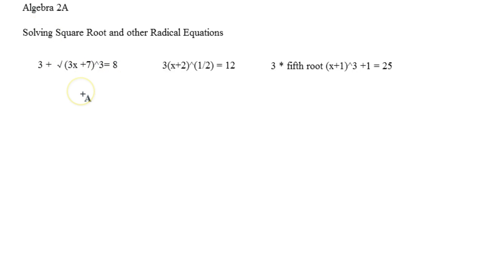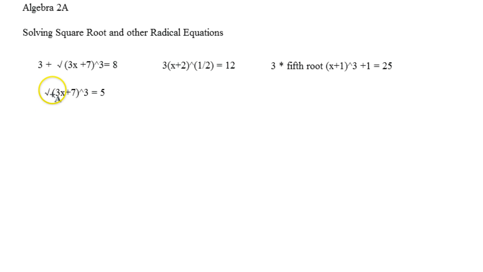Alright, so today we'll be talking about solving square root and other radical equations. Okay, so something like this. Pretty simple stuff. You minus the 3 to both sides. Just remember, you always have to plug your answer back in as soon as you're all done. With the odd root you probably don't need to think about that as much, but it's always nice to just double check it and everything, okay?